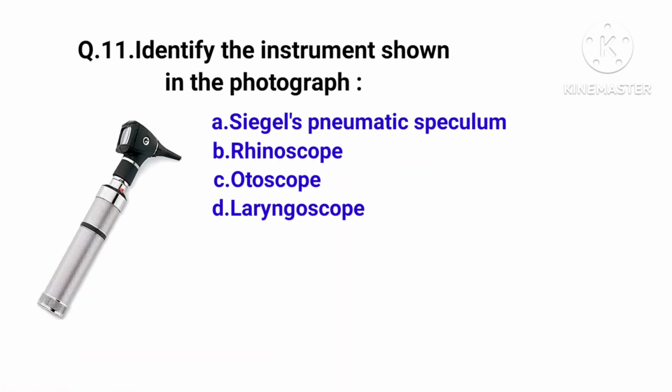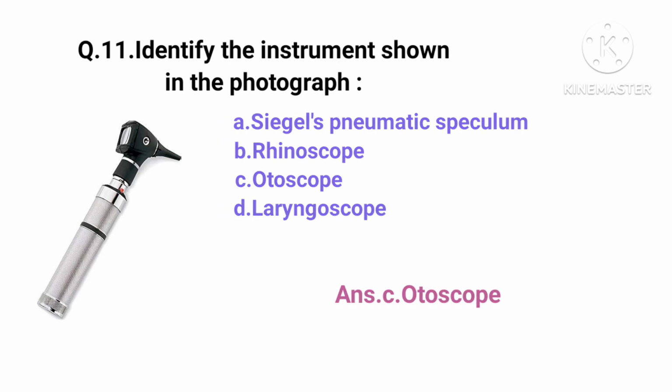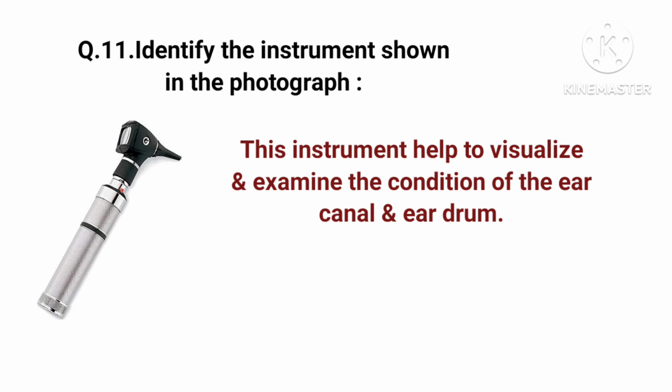Identify the instruments shown in the photograph. Sigel's pneumatic speculum, rhinoscope, otoscope or laryngoscope. And this instrument is otoscope. This instrument helps to visualize and examine the condition of the ear canal and ear drum.